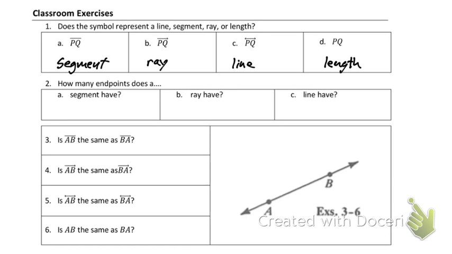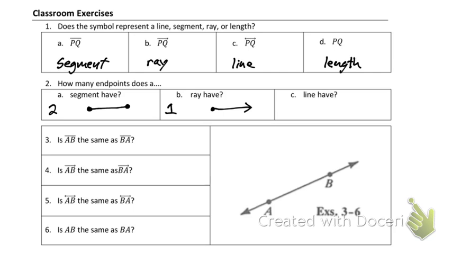All right. How many endpoints does a segment have? Yeah. 2. It has two, because if I draw a segment, both of those are endpoints. How many does a ray have? 1. It has 1.